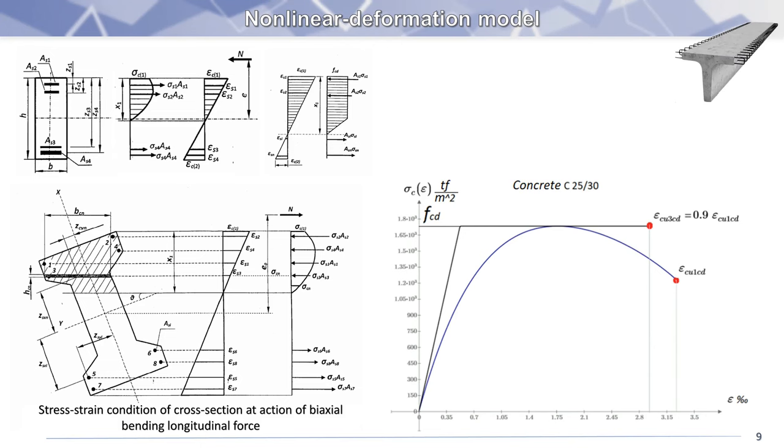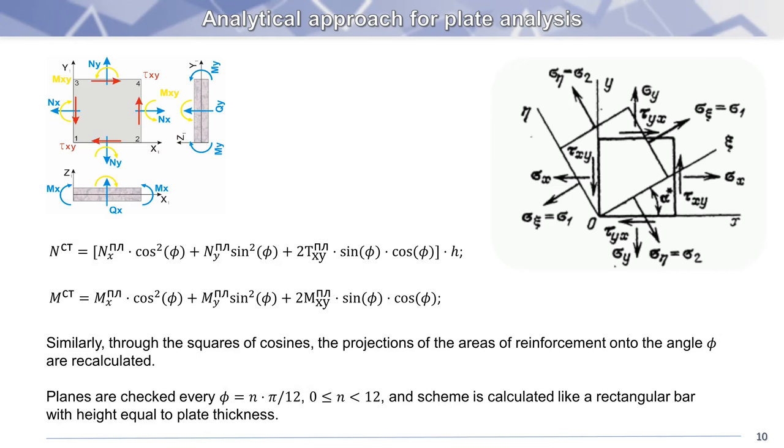As nonlinear properties of reinforcement and concrete, we use the trunk diagram. But according to DBN, it is also possible to use a more accurate curvilinear diagram of concrete. During analysis of the reinforcement in the plates, we consider that the directions of the main stresses are not necessarily aligned with the reinforcing bars, so it is recommended to find the directions at the most dangerous angles for this structure. Globally, we have two approaches, the analytical and Wood-Armer methods.